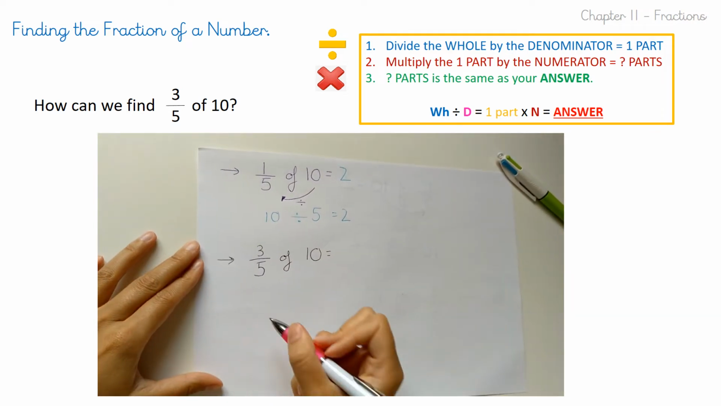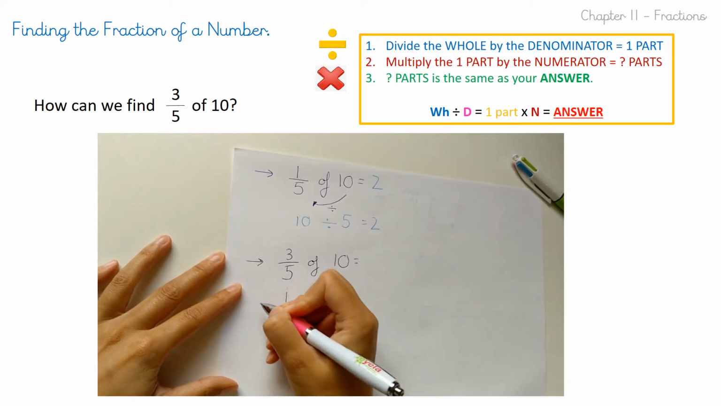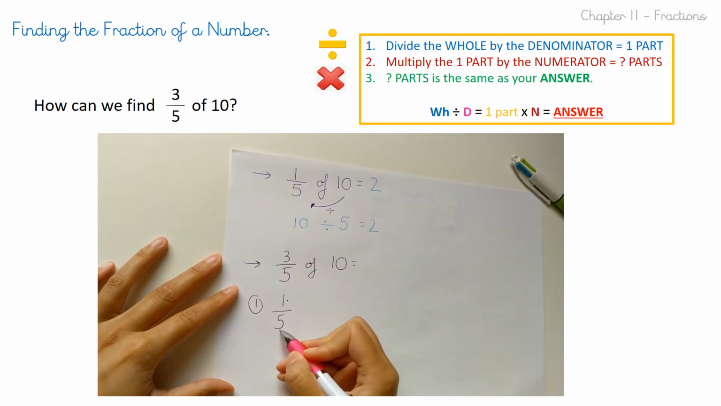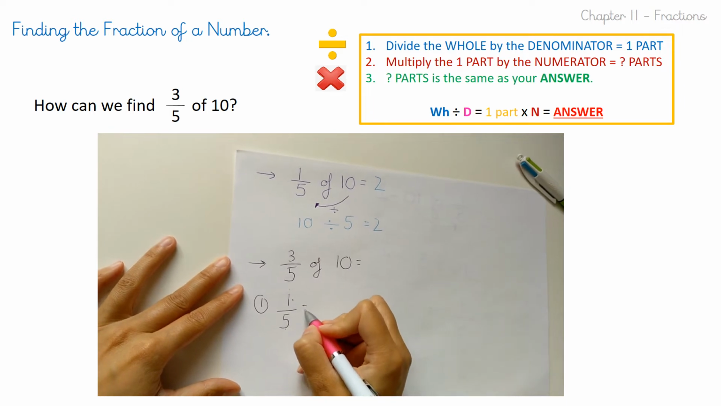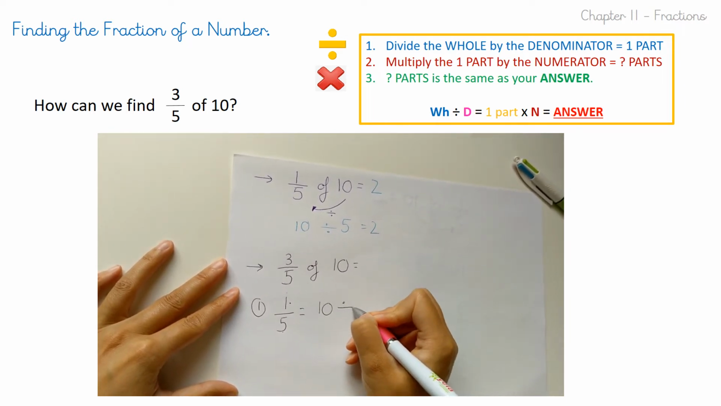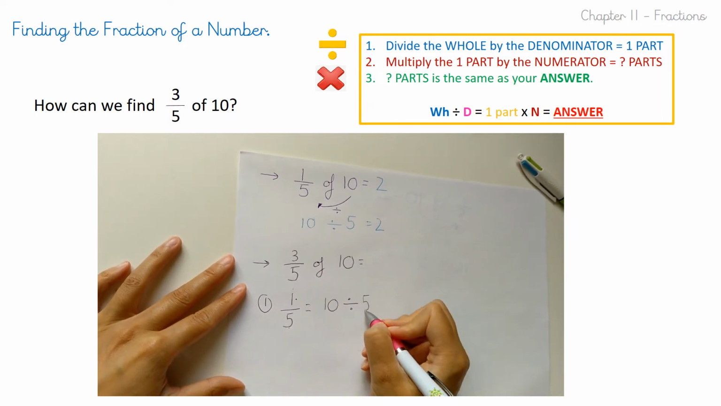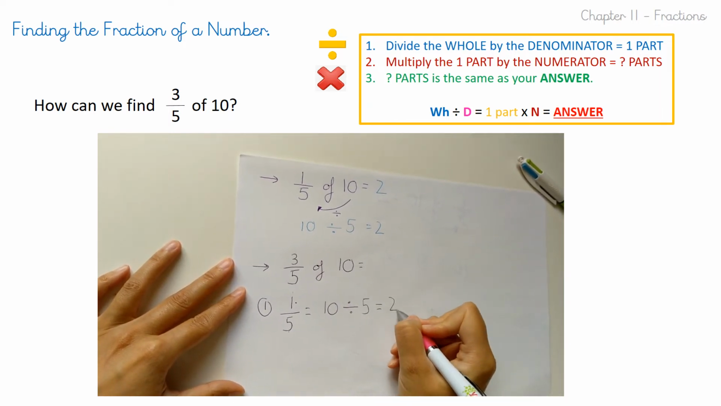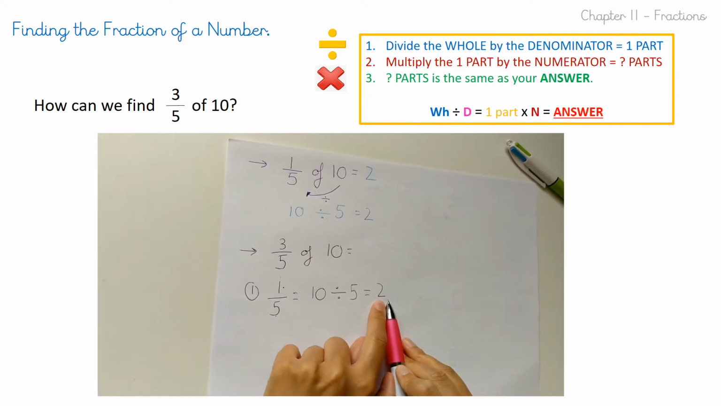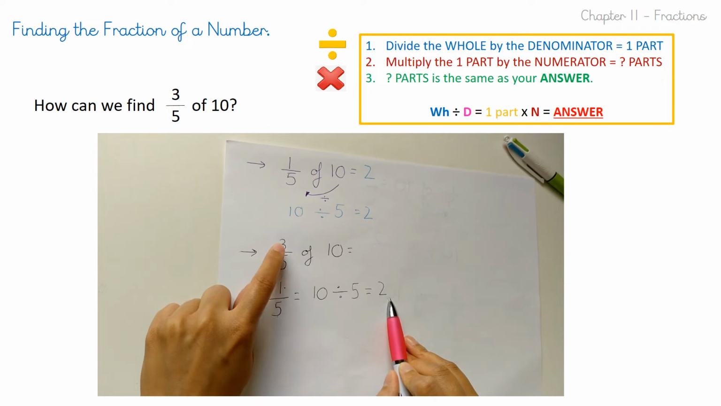In order to find 1/5, so this is step 1, in order to find one part out of 5, we need to divide our whole, 10, into how many equal parts? 5, the denominator. 10 divided by 5 equals 2. So we know what one part is. How can we find out what 3 parts are?